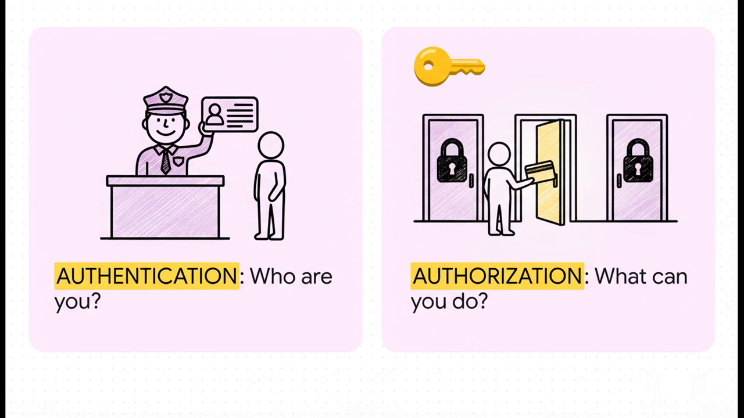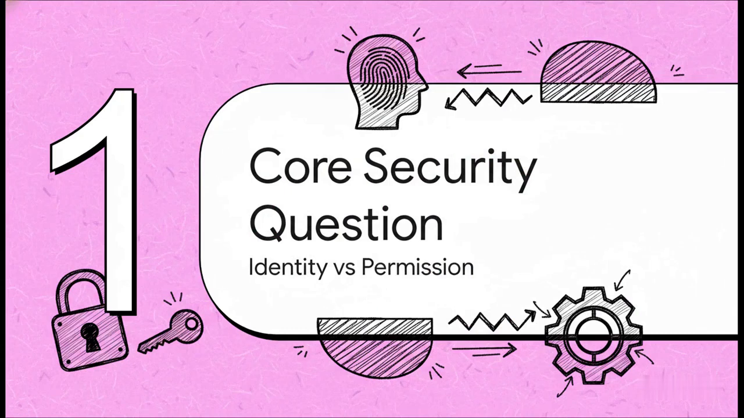This is your electronic key card. It won't open every door in the building, only the specific ones you have permission to enter. And getting this distinction right, it's not just important, it's everything. Understanding this clean separation between identity and permission is really the secret to building secure systems that can actually scale up.